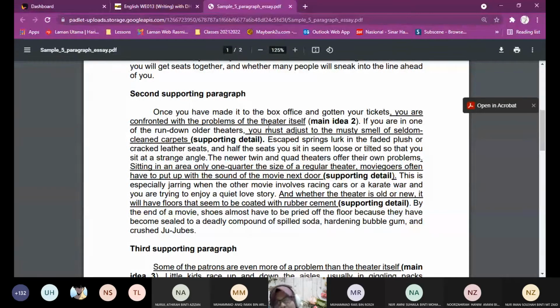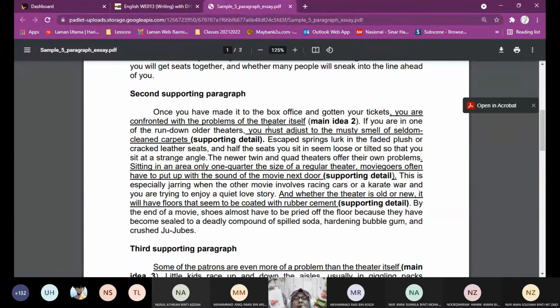I'm talking about Malaysia, where we talk about cinema, like you go to GSC, MBO, what else? The cinemas that we have in Malaysia. TGV, another one is TGV. So you have problems with the cinema itself, and you talk about it.